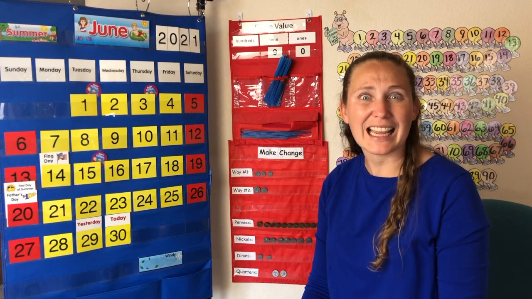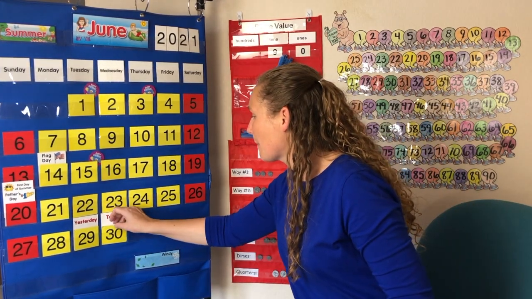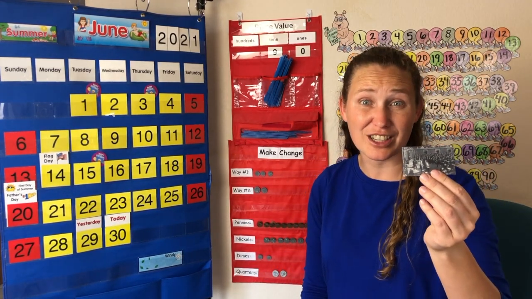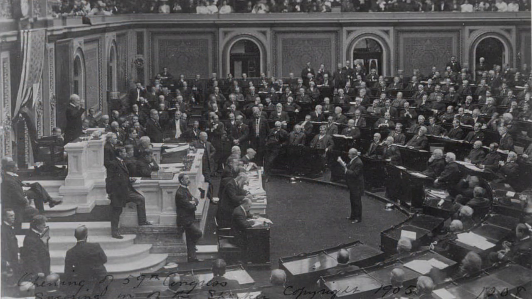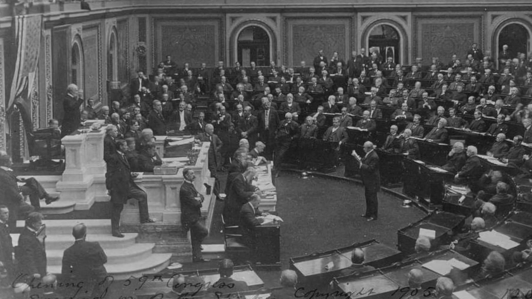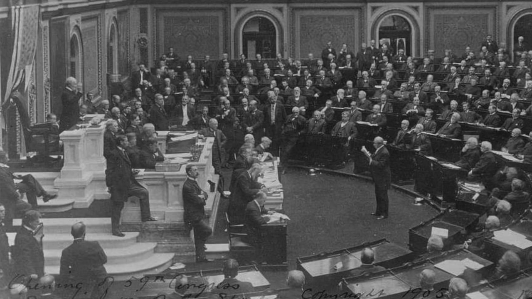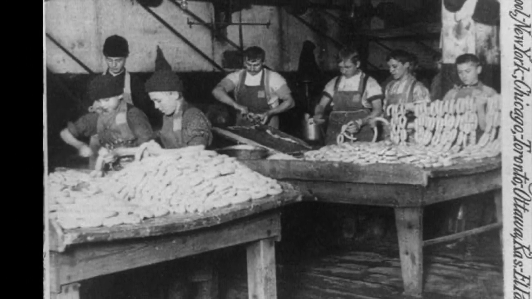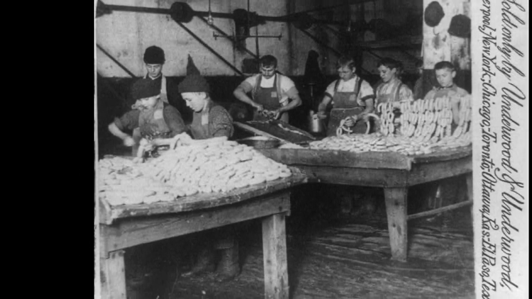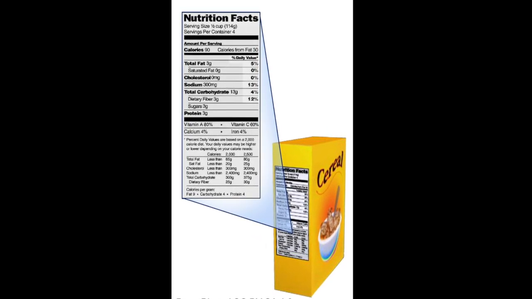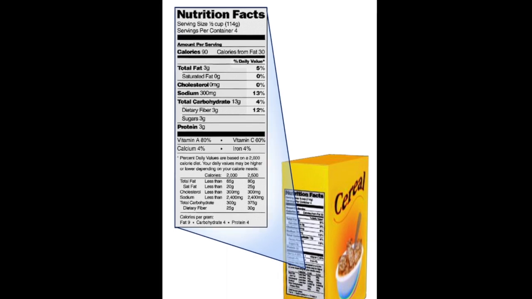Let's see what happened today in history. This is the United States Congress in session. On June 30th, 1906, the U.S. Congress passed the Meat Inspection Act and the Pure Food and Drug Act. These laws were made to protect the people buying food and medicines. Journalists had been reporting on how dirty slaughterhouses and food packing factories were. These acts forced companies to clean things up and start properly labeling the food they were selling.